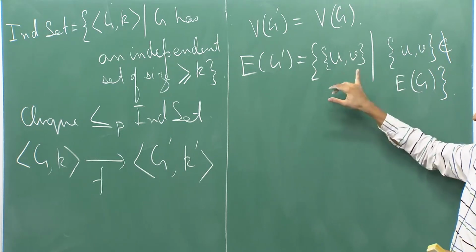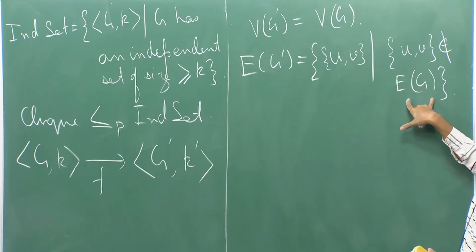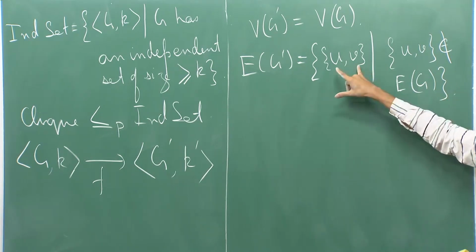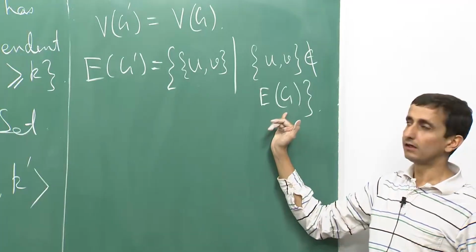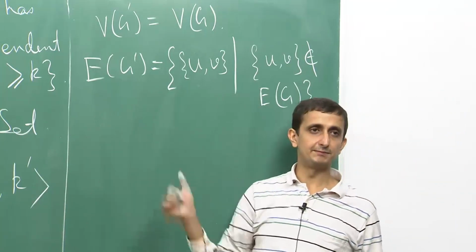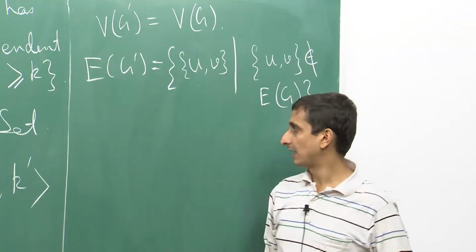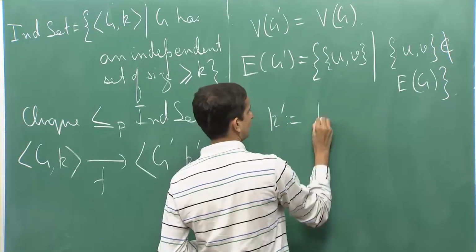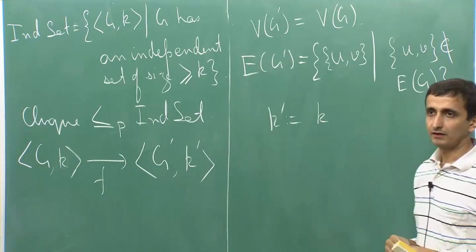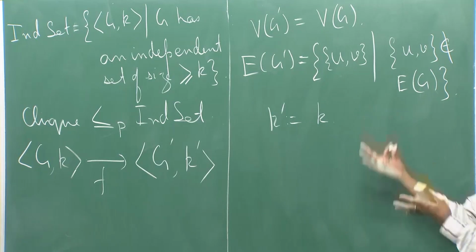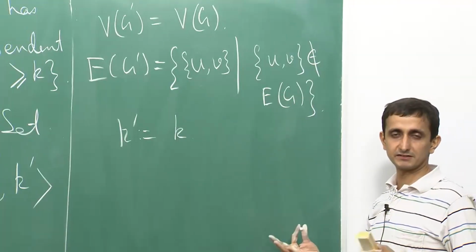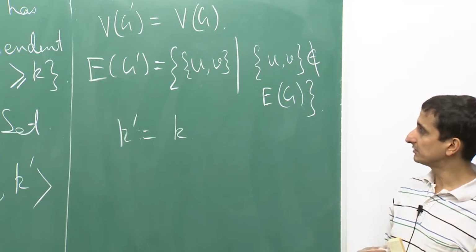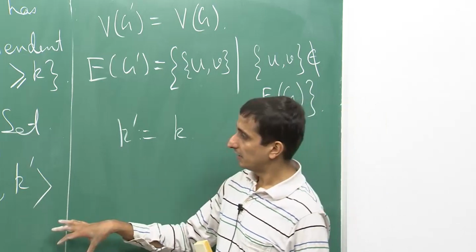Every pair which is not an edge in E of G is an edge in E of G prime, and every pair which is an edge in G will not be an edge in G prime. That is the definition, and set K prime to be just equal to K. Now, the construction is simple, clearly in polynomial time, and the proof of correctness also is not very difficult to argue.